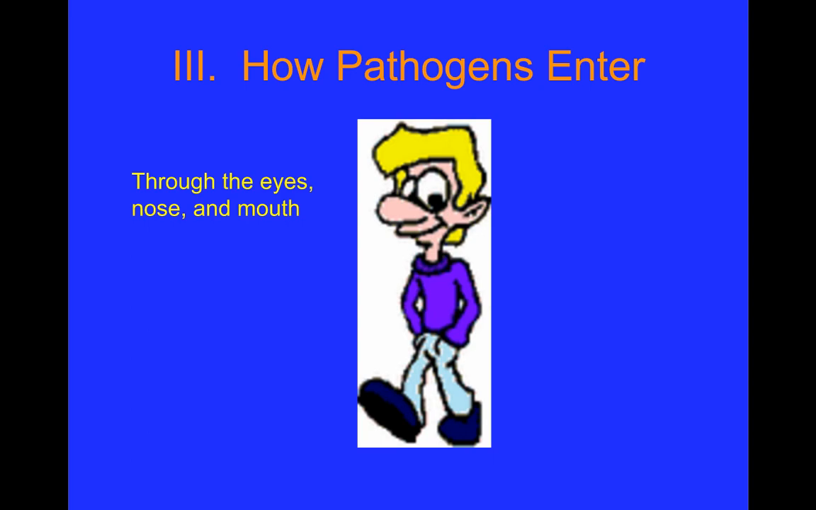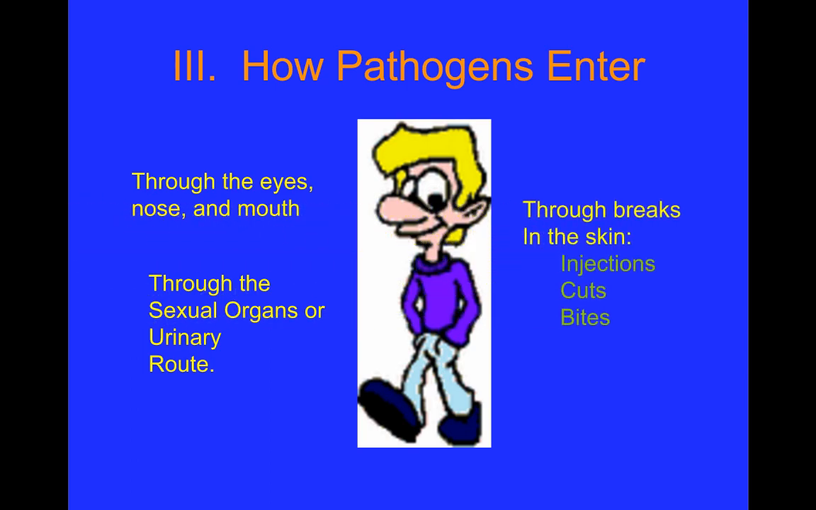The reason we don't get sick all the time is because we are so used to them being around, and our body is used to making antibodies to fight these pathogens. They can also enter through the sexual organs or the urinary route, and they can also enter through breaks in the skin, like injections, cuts, or bites.